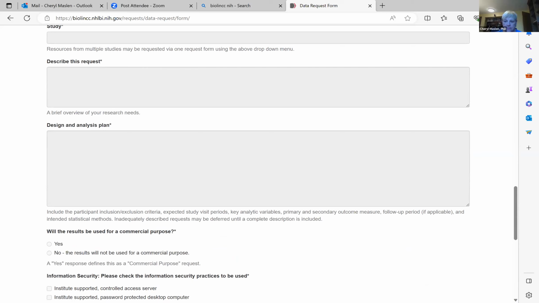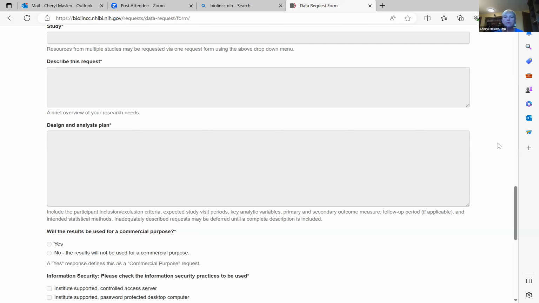This will include things like your design and analysis plan. This is not trivial. It has to have sufficient detail in it. And this is something you're going to be doing for your grant anyway, so it's not wasted effort. You're just doing it in advance, because a lot of times what you'll want to have for a grant submission is a letter from BioLINCC saying that yes, these samples are available, and yes, they will be made available to this individual investigator for this specific purpose.